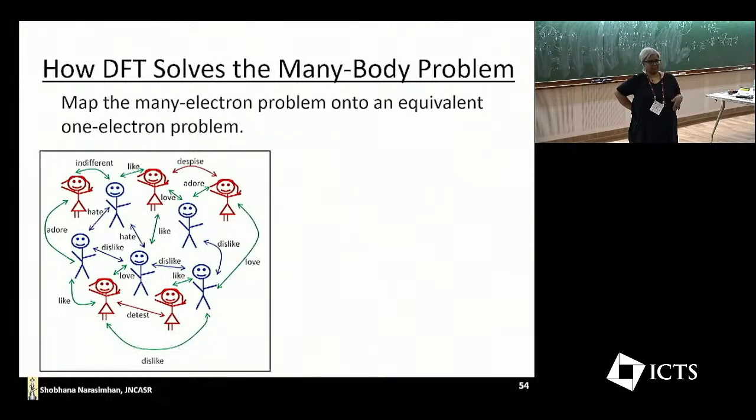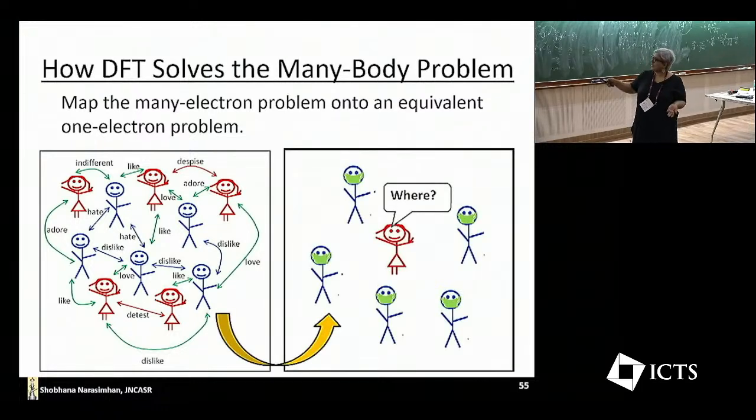Now, what this physicist called Walter Kohn did was that he showed you can map this problem onto another problem where you still have these nuclei, but you only have one woman. And you have to decide where to put her. So he mapped the many electron problem onto a one electron problem, which is obviously much easier to solve. But the amazing thing he showed was that this is, in principle, an exact mapping. That the solution to this is exactly the same as the solution to this.